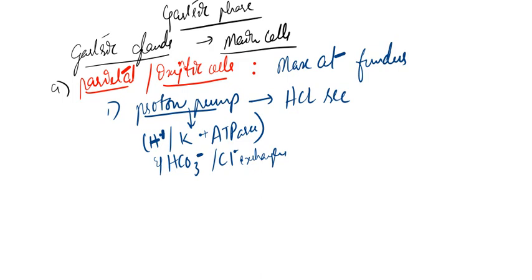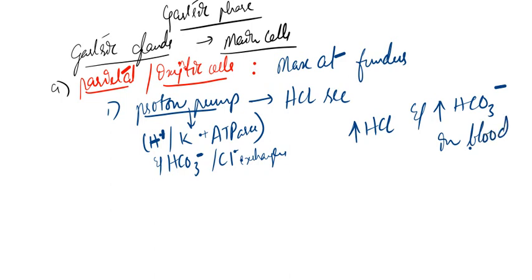So what does this proton pump do? This proton pump increases the HCl secretion. This increased HCl in the lumen causes gastric digestion, and they also increase the bicarbonate in blood. Remember, very important, bicarbonate in blood leads to alkaline pH. These two things are important.